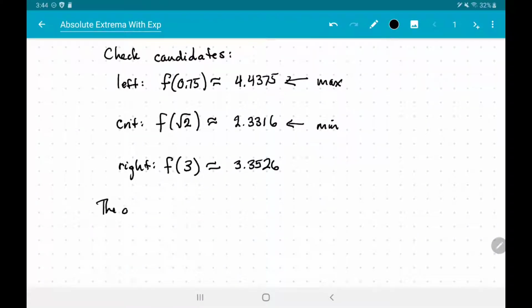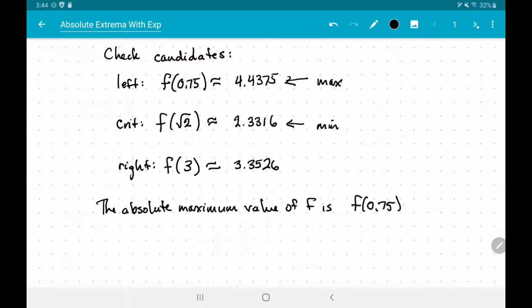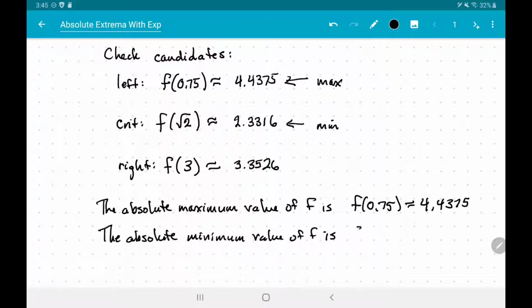So here we go. The absolute maximum value of f is, and I'll write this as f of 0.75, approximately equal to 4.4375, and the absolute minimum value of f is f of square root 2, which is approximately 2.3316.